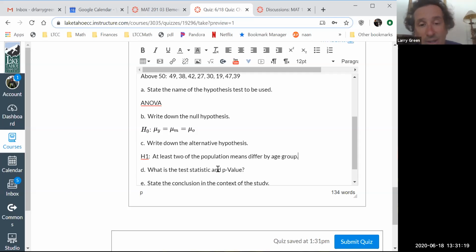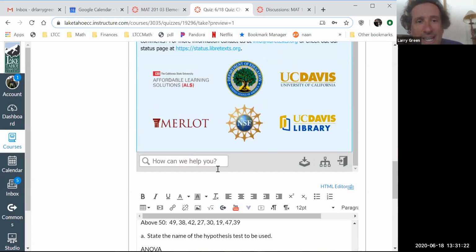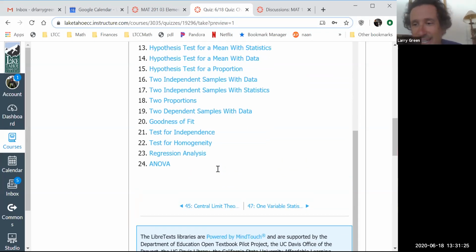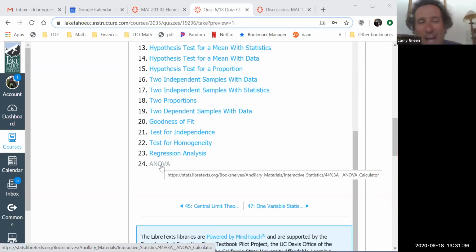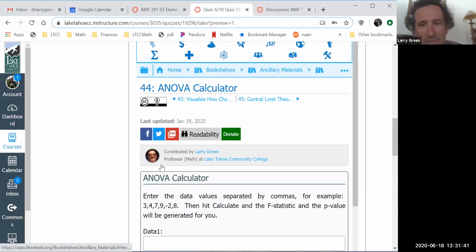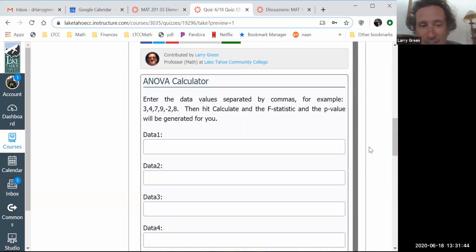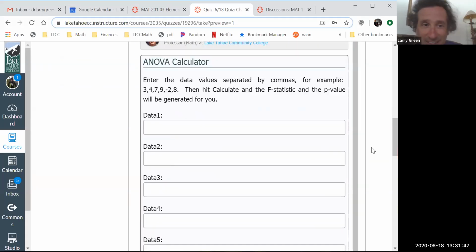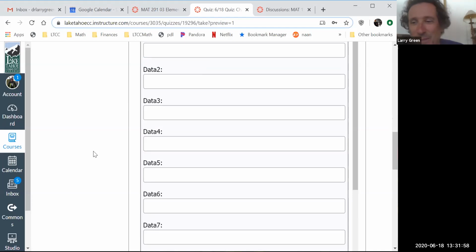Okay, the next thing I asked is what is the test statistic and p-value? Given the fact that we're done with the class and this was the last thing we did in class, what number are we going to use for the calculator? 24, ANOVA. Yeah, the last one. Okay, so I put them in the order at which we do things. So the last one is ANOVA. So I click that. And I even decided to be extra nice to you. You'll notice that it says write them separated by commas. And why am I saying I was extra nice to y'all? Because you put them in commas up above, so all you do is copy and paste.